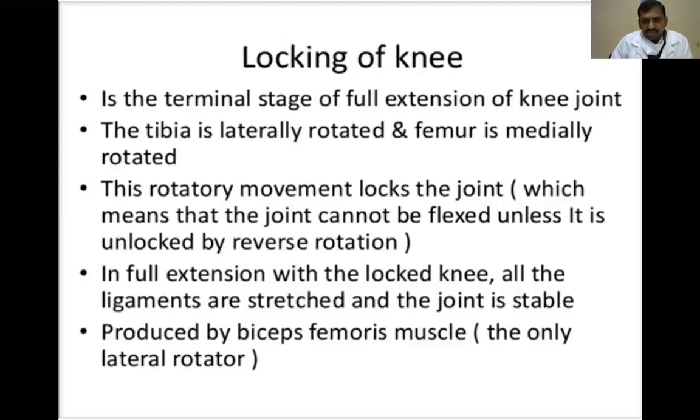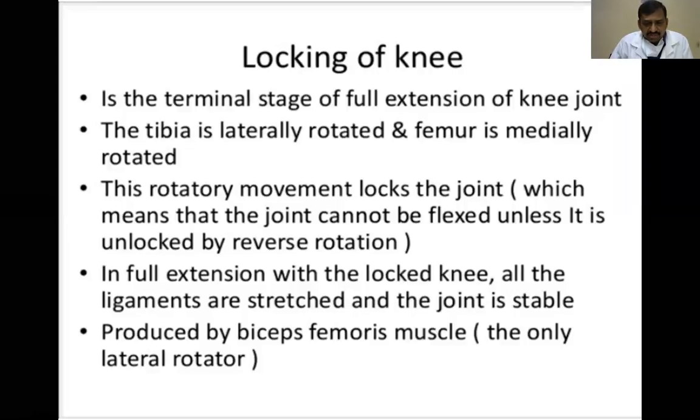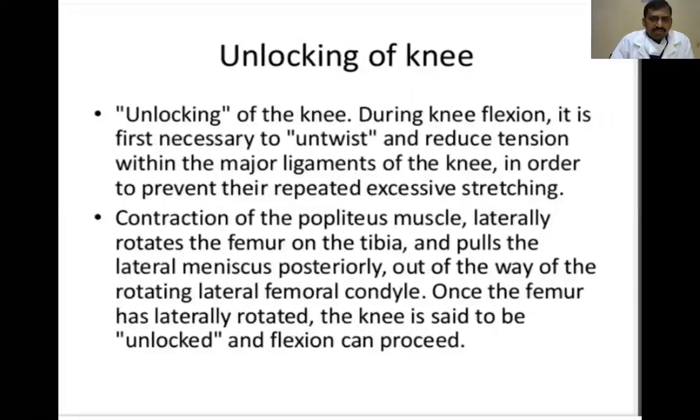In full extension with the locked knee, all the ligaments are stretched and the joint is stable, except the ligamentum patellae, the anterior ligament of the knee joint, which is relaxed. Remaining all ligaments are stretched. This is produced by the biceps femoris muscle, the only lateral rotator. Next, unlocking of the knee during flexion of the knee.